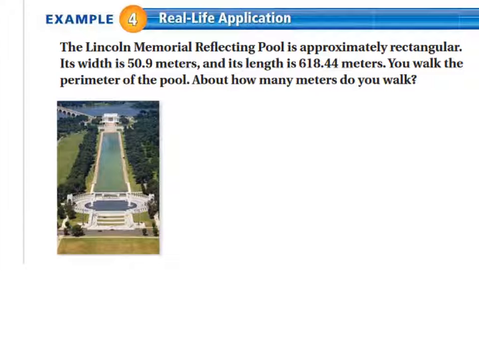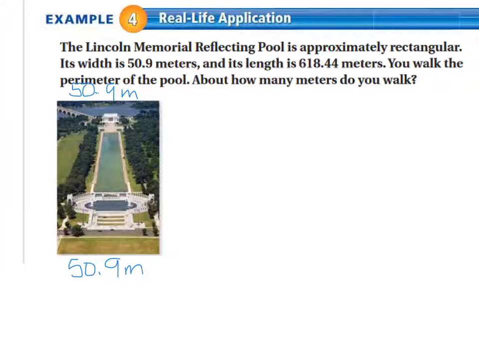Example 4, real-life application. The Lincoln Memorial Reflecting Pool is approximately rectangular. Its width is 50.9 meters and its length is 618.44 meters. You walk the perimeter of the pool. About how many meters do you walk? The first thing we need to know is, what does perimeter mean? If you think back to last year, you probably learned that the perimeter is the distance around an object. In this case, they're telling us the width is 50.9 meters. This would be the width, 50.9. And this would also be the width, 50.9, if it's rectangular.